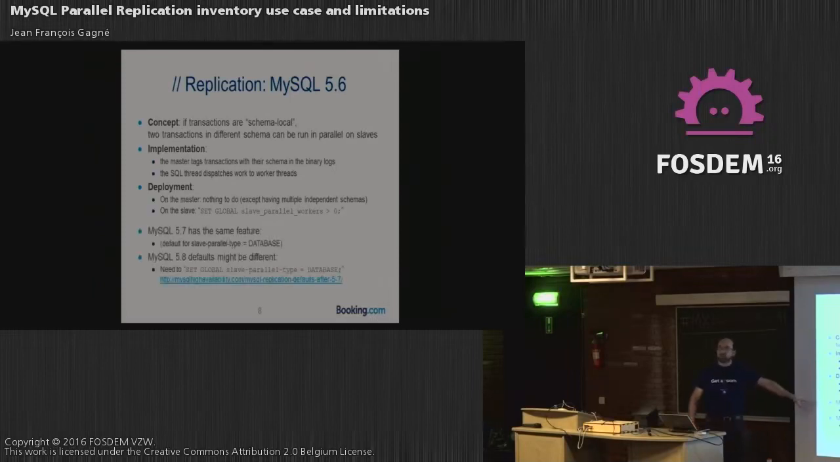MySQL 5.7 has the same behavior by default, and MySQL 5.8 might have a different behavior. So if you want to use that type of parallel replication, you'll have to tell MySQL 5.7 to use the database type.